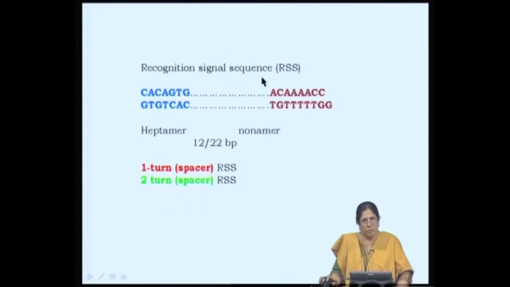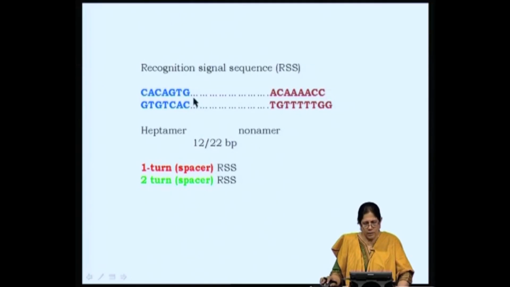There has to be a very well regulated event that sees that it is only one J that is recruited to one V in case of the light chain gene. But this happens because of the presence of recognition signal sequences, which are present on the 3 prime site and 5 prime sites of the J and V gene segments. Let us look at what these recognition signal sequences are. In short, they are known as RSS.